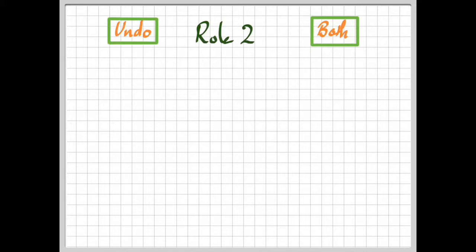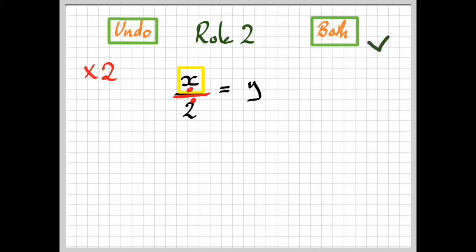Let's have a look at another one. Remembering the undo and the both thing that we discussed. And this is where I've got x over 2 equals y. Got to rearrange for x. And here, the x, what's happening to it? It's been divided by 2. Okay, how do I get rid of divide by 2? I times by 2. Let's just work through that.